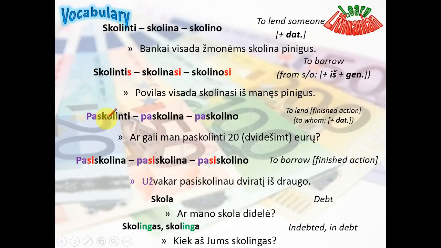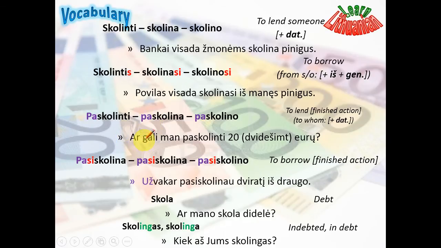Okay, next. Paskolinti, paskolina, paskolino. It means to lend. It's the same as skolinti, skolino, skolina, but it's a finished action. If it's a regular action, repeated many times, this is a one-time finished action. If you want to say to whom you lend something, you have to use dative case, just like in this verb. These are the same verbs, except that this is the finished action verb.